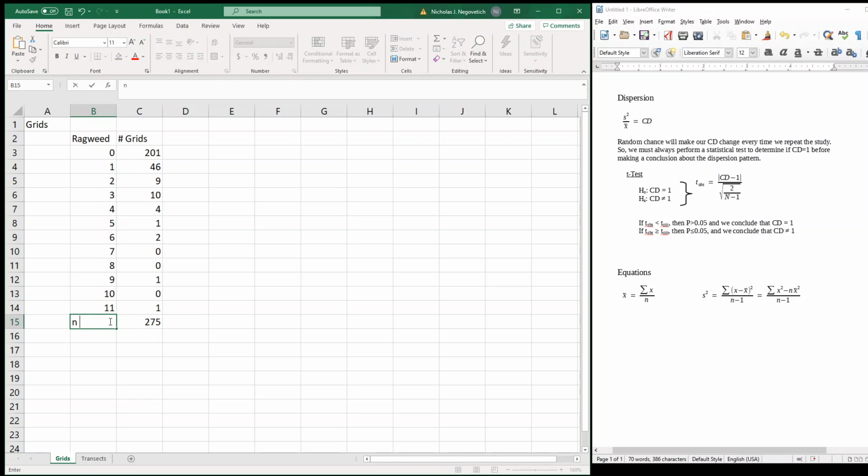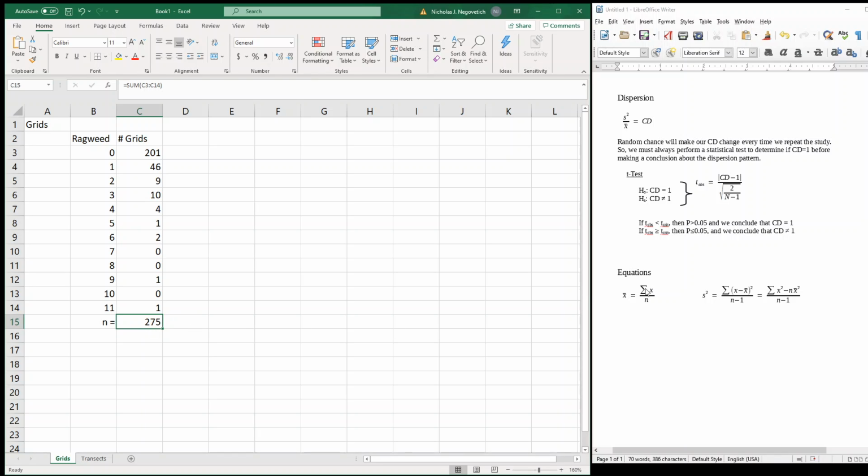I'm not sure what happened. Let's try this one more time and align it to the right. There. So this is our sample size, 275 grids.